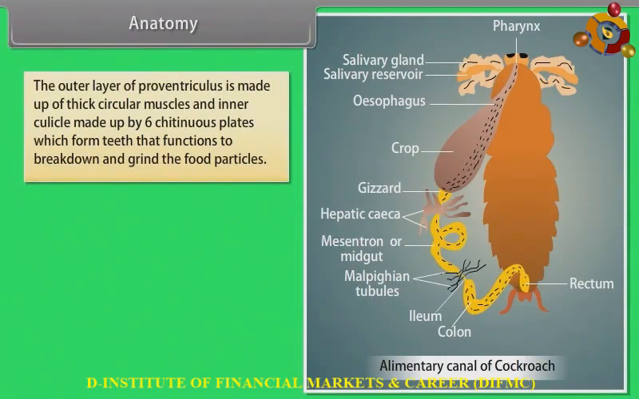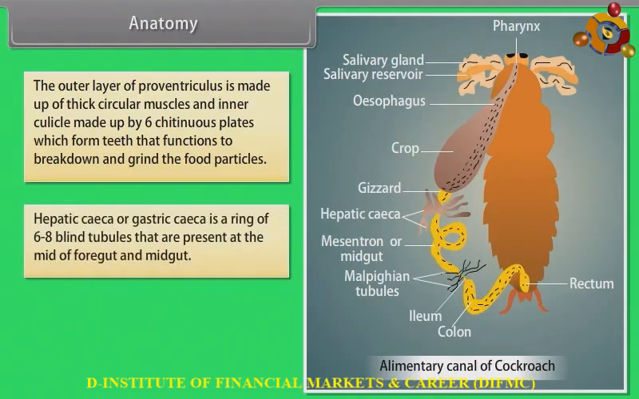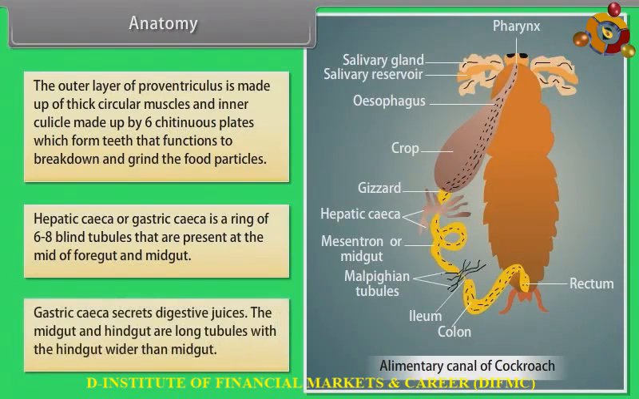The outer layer of the proventriculus is made up of thick circular muscles and the inner cuticle is made up of 6 chitinous plates, which form teeth that function to break down and grind the food particles. The hepatic or gastric caeca is a ring of 6 to 8 blind tubules present at the junction of foregut and midgut. The gastric caeca secrete digestive juices.